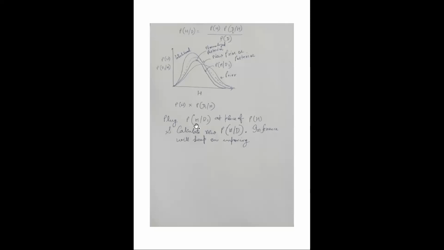Plug P(H given data 1), the first amount of data, in place of P(H), and calculate the new posterior. Whatever value you get, next time you again use it as a prior and then calculate. So the Bayes theorem works as an iterative formula, and you can go on improving your inference about your hypothesis. That's particularly the physical significance of the Bayes theorem.